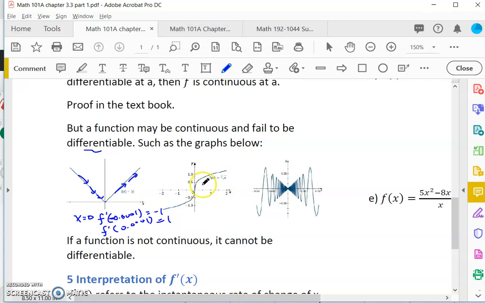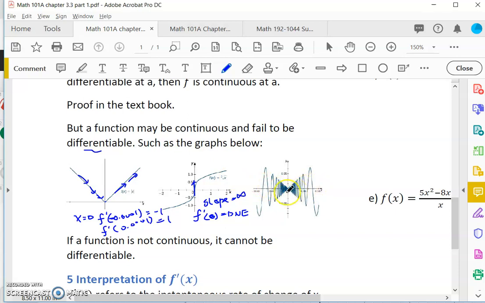The second case is this one. If I draw a tangent line, what is the slope of the tangent line? The slope of this tangent line is like infinity, right? So we say if my f prime at 0 goes to infinity, that means it does not exist, right? We cannot find a number for it, so that's not differentiable.